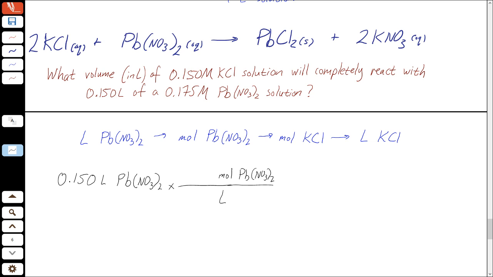Well, if you look at that, that's actually the exact definition of molarity, moles per liter. Okay. And the molarity is given, so we can use that molarity as a conversion factor. The molarity of the lead nitrate solution is 0.175 molar, which means that that solution will have 0.175 moles for every liter. So in that way, concentration can work as a conversion factor.